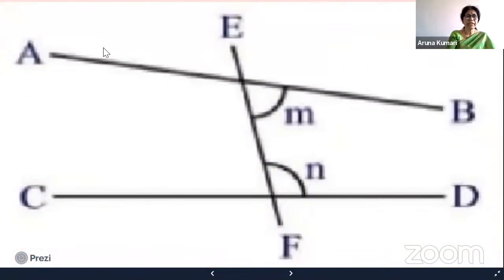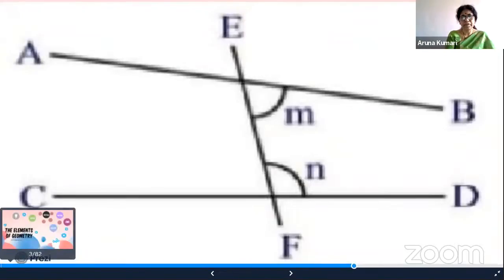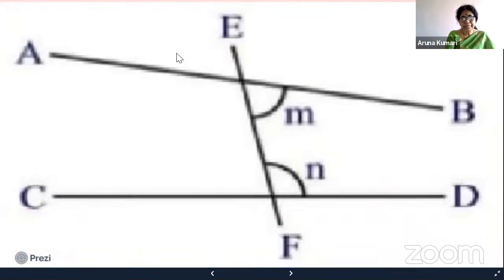See, these are two straight lines. And this is the third line. I am not saying these are parallel lines. The third one is EF. So what is happening? This line is falling on these two lines. Then you know very well, intersecting lines. So this is intersecting AB at a point and CD at a point, isn't it?